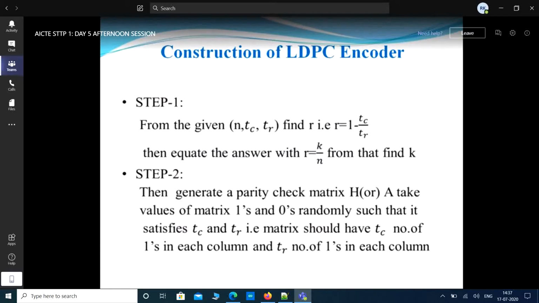So this step applies if the parity check matrix is not given, then you can generate it. Suppose the parity check matrix is directly given, there is no need to place the ones in the columns and ones in the rows.